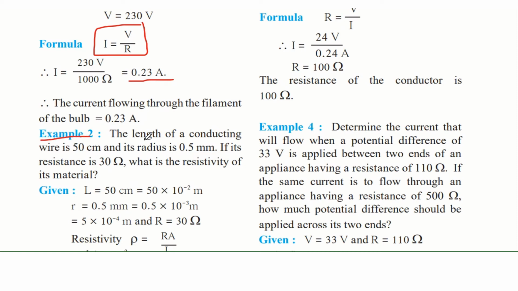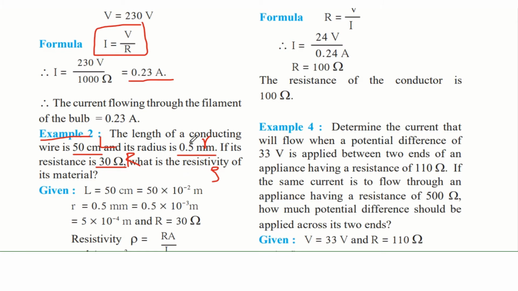Example 2. The length of a conducting wire is 50 centimeter and its radius is 0.5 millimeter. So here they have given us the length of the wire, which is 50 centimeter, and the radius, that is small r, which is 0.5 millimeter. If its resistance is 30 ohms, this will be R. What is the resistivity? Resistivity is rho. So they are asking us the resistivity of the material that the wire is made of.